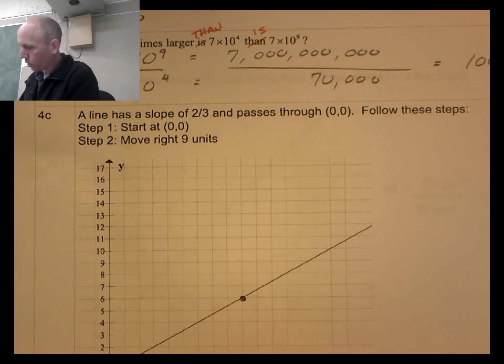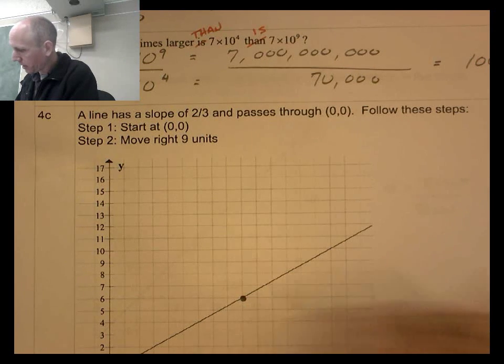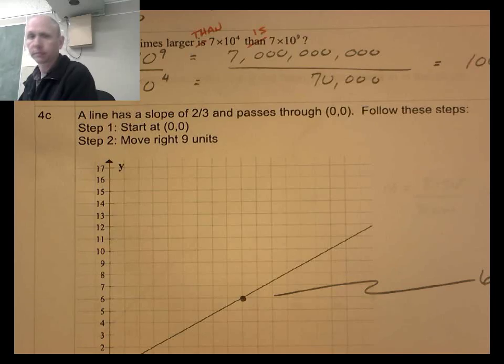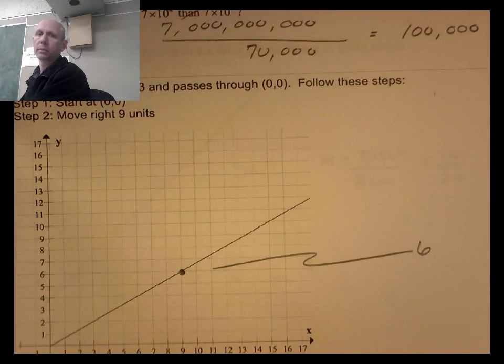Okay, start at 0, 0, go over 9, I go up, and I'm at 6 units right there, 6 units up. Remember, I'm not teaching this right now. I'm just kind of giving you some direction and a little bit of guidance.